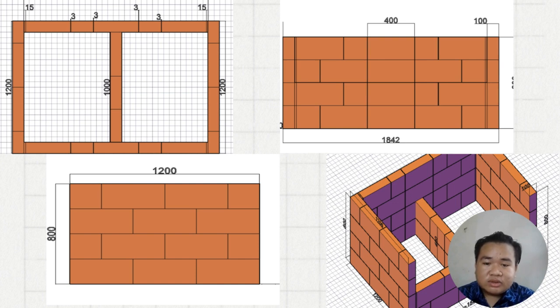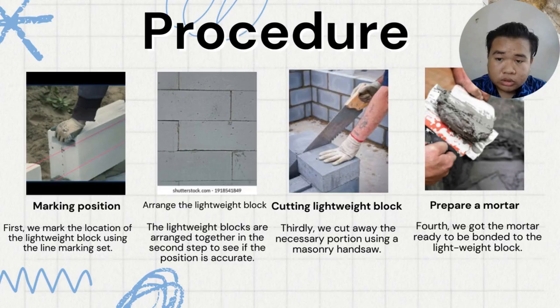This is the AutoCAD drawing and an example of how the lightweight block would look after that. This is the procedure to do the lightweight block practical work. First, we mark the location of the lightweight block using the line marking. Then, we rearrange them according to the line into the accurate position.